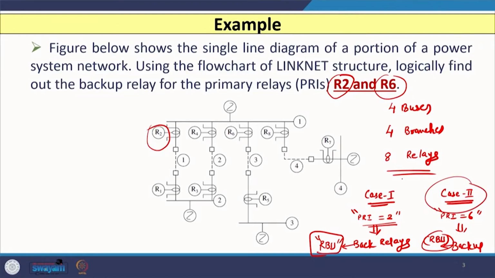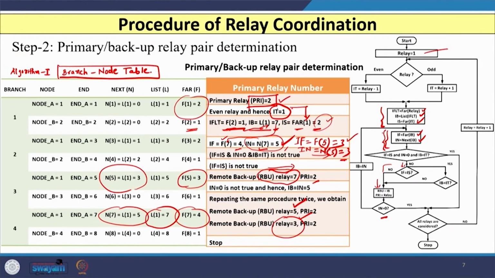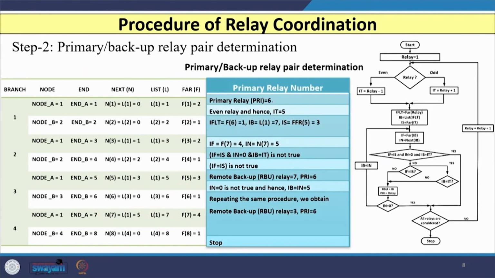Similarly, you can see our second case which we have considered: if I consider the primary relay as relay R6 instead of R2, I am considering PRI as 6, and then you can calculate again. This is an even number. So, again your IT is 5, and again you can calculate these 3 parameters IFLT, IB and IS, because your IFLT is nothing but far of relay. So, far of 6 is 1. So, its value becomes 1.